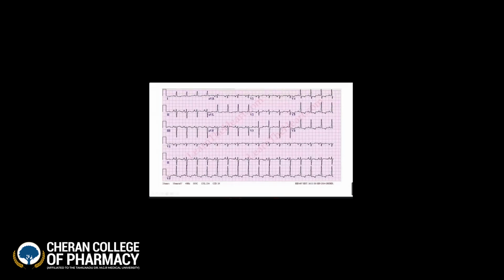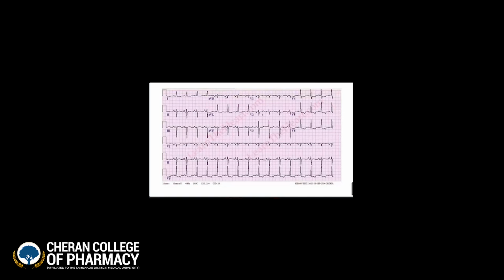Here aVR is negative. As you can see, the P wave is totally inverted in aVR, and the R wave is also downwards. So always check that aVR is negative. Yes. Then go for the rhythm: regular or irregular? Regular. Then follow the heart rate pattern. We have to go for the accurate method.